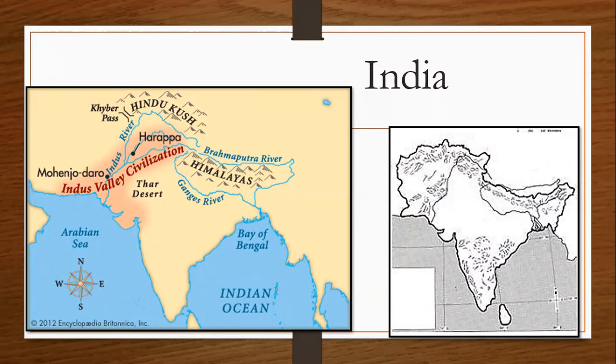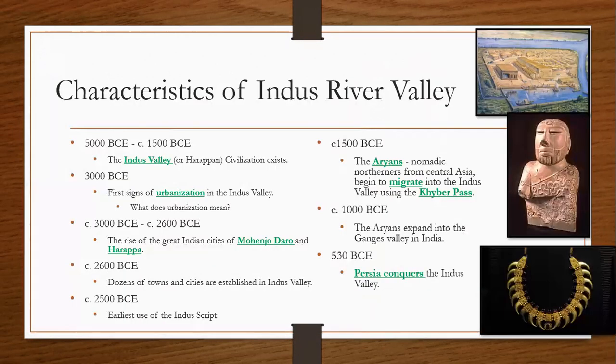So, to begin, let's take a look at some of the characteristics, like kind of our timeline here. We're looking at the Indus Valley civilization coming into existence about 7,000 years ago. First signs of urbanization, the first real great Indian cities of Mohenjo-daro and Harappa. Towns are going to be established all over the place, cities all over the place. We're going to talk about the script, the writing system that was developed there.